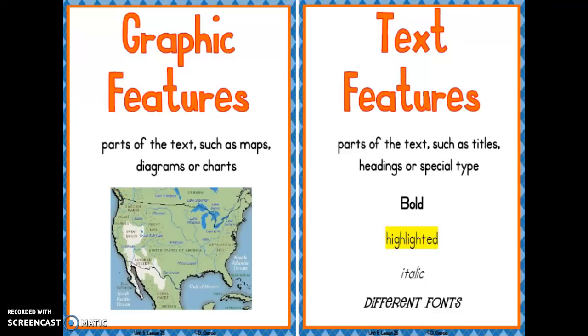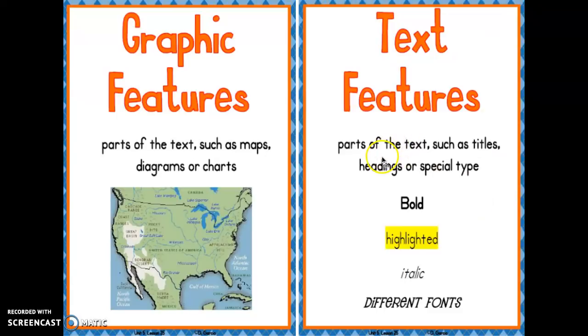The graphic features are the parts of the text like maps, diagrams, charts, pictures. Graphics are like anything that's a visual or an image that can help you out, okay? So for example, here we have a map. Authors a lot of times will include maps as graphic features in text to help explain the location of something or where something is. Text features that can be added in nonfiction text.